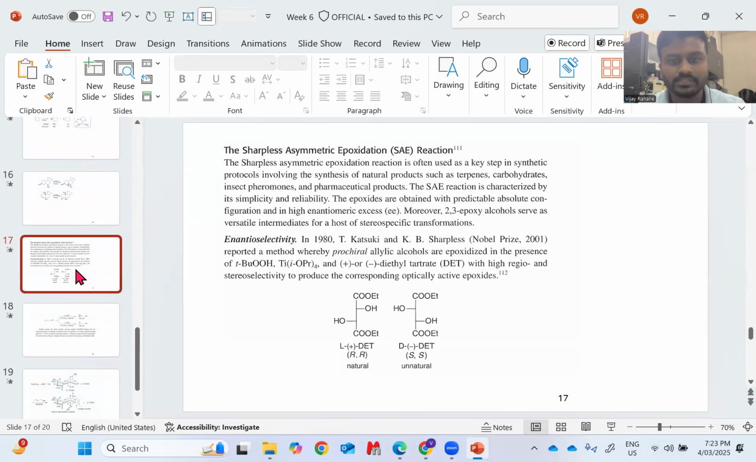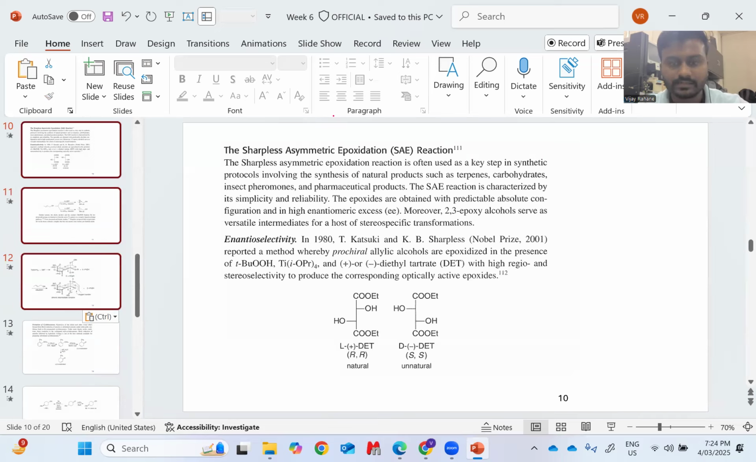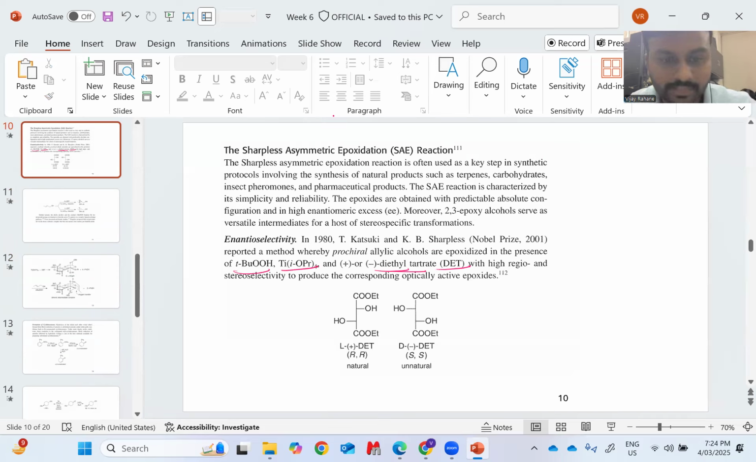Let's take the example of the Sharpless asymmetric epoxidation reaction. If you perform the Sharpless asymmetric epoxidation, the reagent is diethyl tartrate, DET as we commonly call it, titanium isopropoxide and tert-butyl hydroperoxide. This is the peroxide.